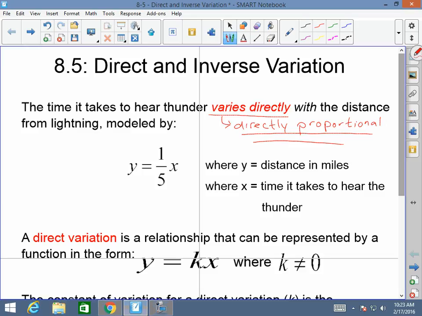Now, what does this mean? A direct variation is a function where you just have something being multiplied to the x. Nothing is being added to the x, nothing is being subtracted from the x. In this particular case, 1/5 is being multiplied to x. That's a direct variation. Why is it called direct variation? Because whatever x is, I have to multiply it by 1/5 to get y. So y is always, in this particular case, 1/5 of x. It's a direct proportion. That's why it varies directly. Okay?